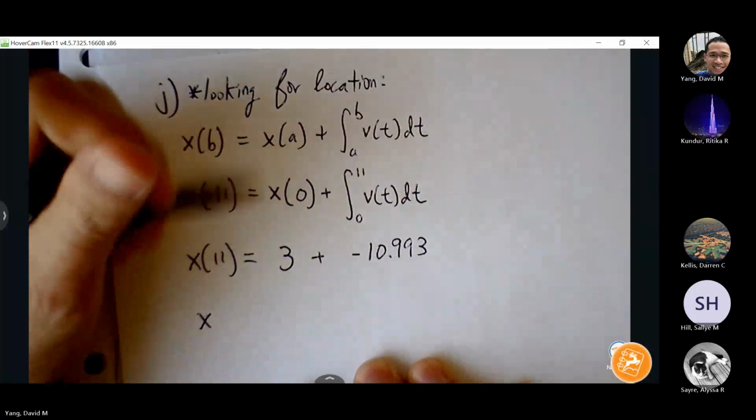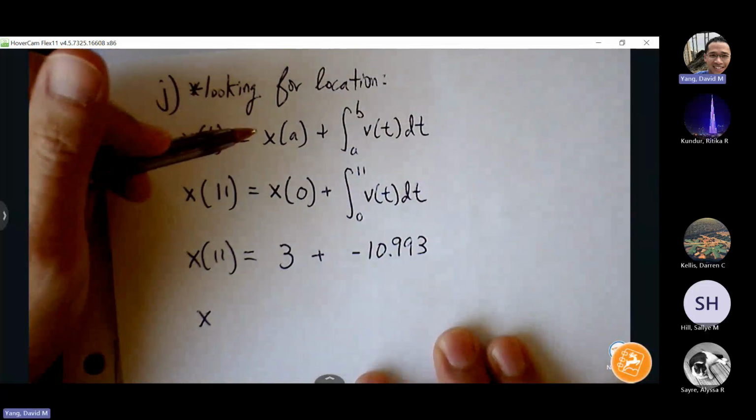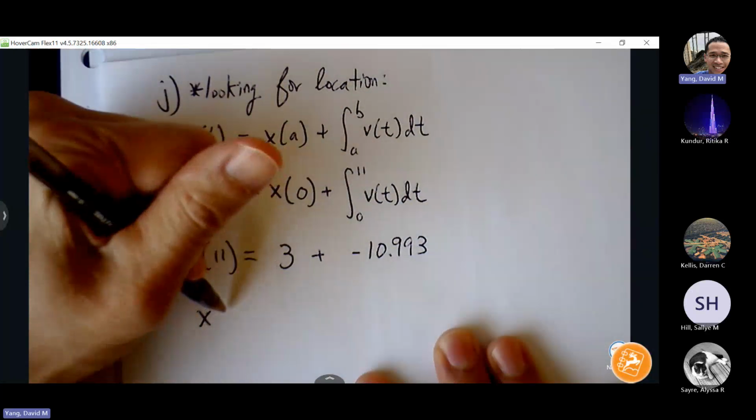So do you want us to write out the formula on the test? Yes, I want to see your integral notation. Okay. So x of 11 equals.